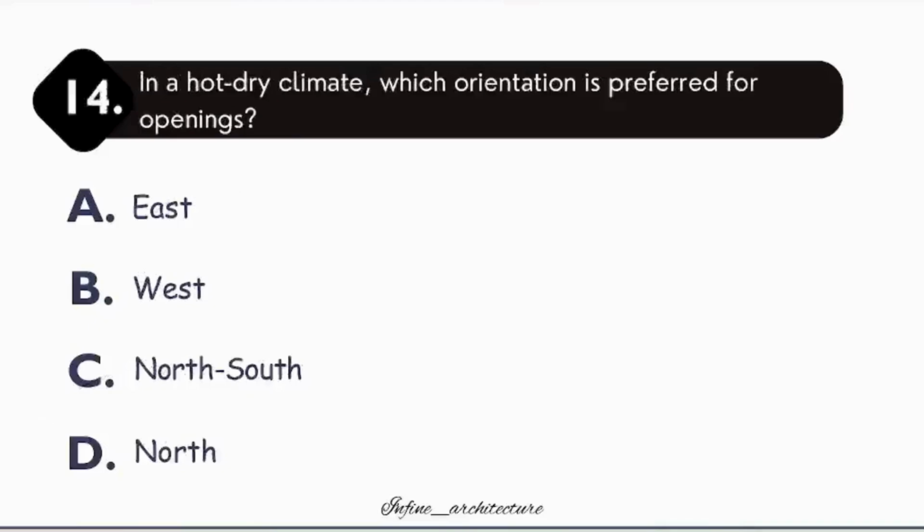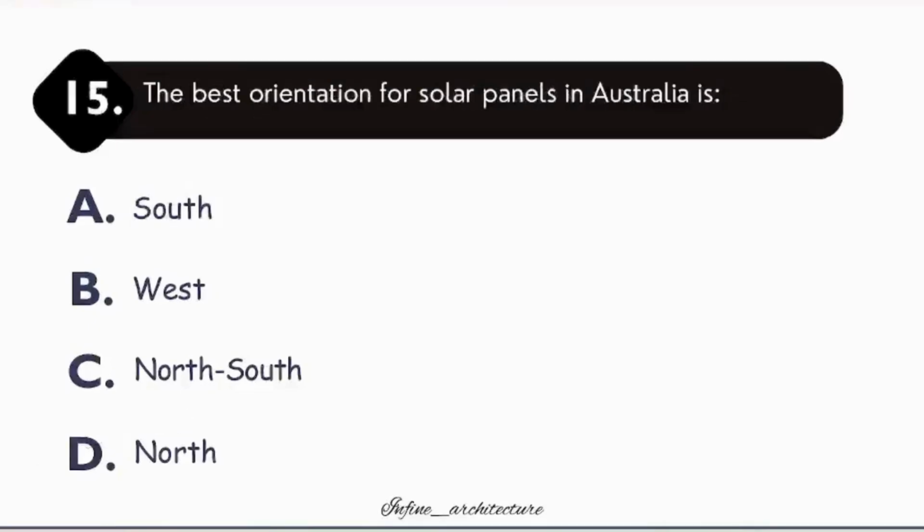The options are east, west, north south, and north. So the right answer should be option number D, north. Next question, question number 15. The best orientation for solar panels in Australia is, the options are A, south, option B, west, option C, north south, and option D, north. So the right answer should be option number D, north.